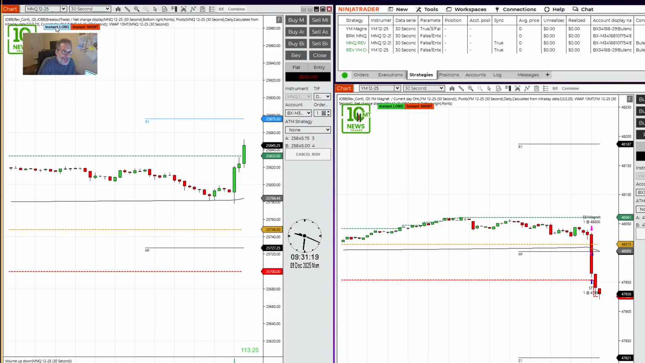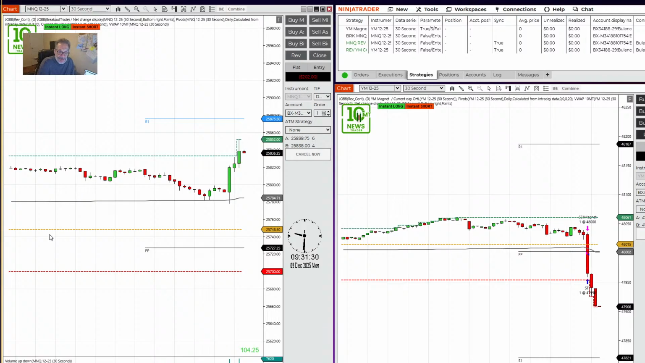So I'm tempted to take just a scalp on the long side, but I just don't like chasing when it's at the high. So I'm probably not going to do it. I'm not chasing it.